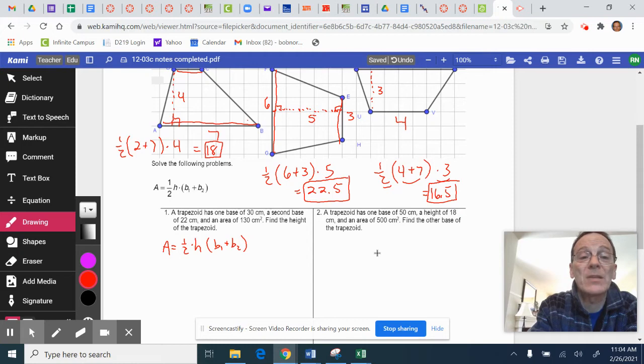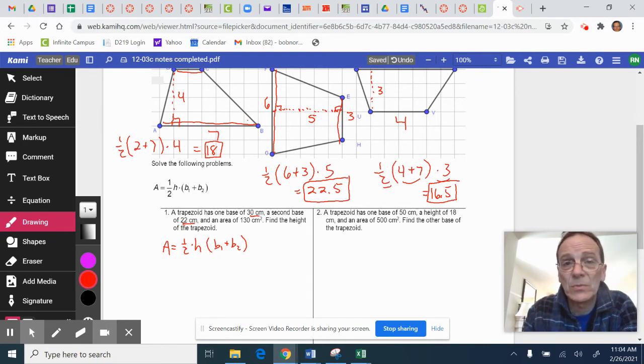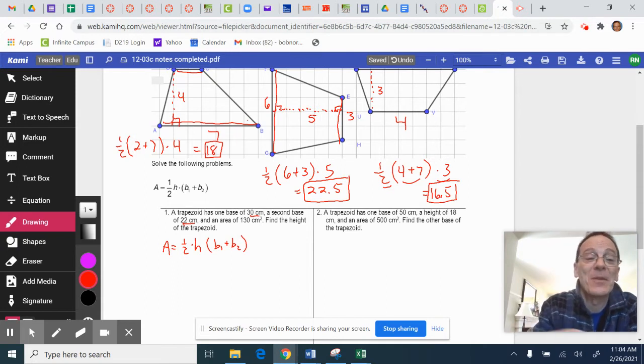The trapezoid has one base of 30 and a second base of 22. Where do those go? Which one is the B1 and which one is the B2? Well, you heard me say just a minute ago, it doesn't really matter, right? So put the 30 in for B1 if you like, put the 22 in for B2, that's fine. And an area of 130 square centimeters. So that area goes in for A. And then it says find the height, okay, which is h in the formula. That's going to be the only variable left once we plug all of this information in.